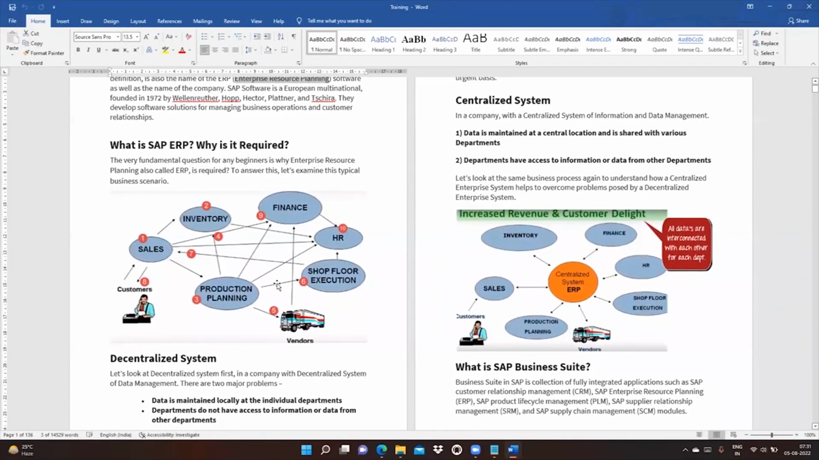Okay. You can relate this particular image to any type of business. I hope you're concentrating on this image, right? Any type of business runs with these different types of departments. You can relate this to any kind of business. There will be a sales department, an inventory department, a production planning department, a finance department, an HR department, and shop floor execution.